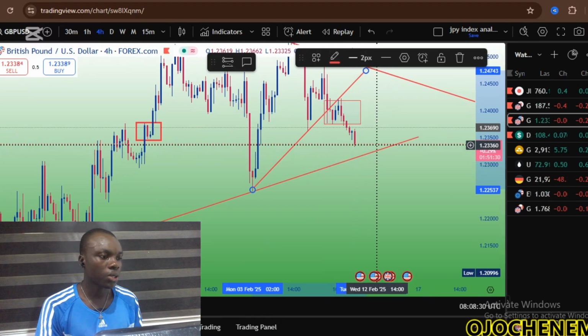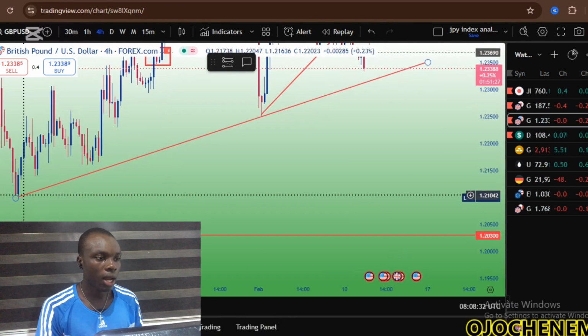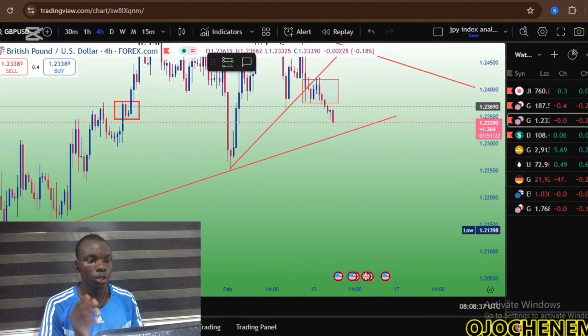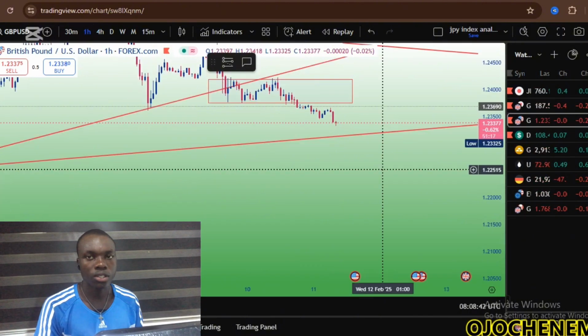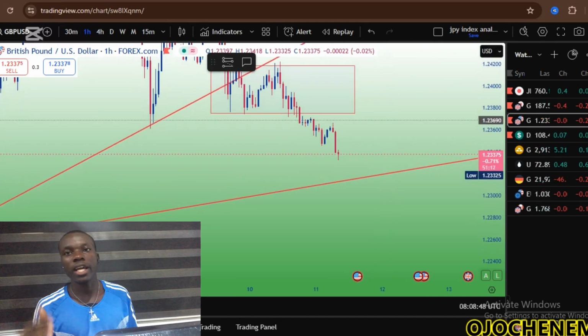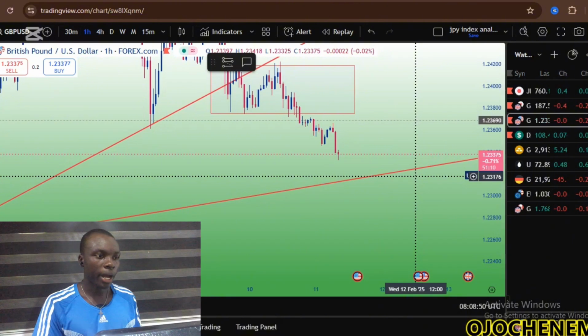So what you are going to do now, I'm going to go to the 1 hour time frame so we can set our stop loss. We can set our stop loss on the 1 hour time frame, so we won't be open to much risk. That's why we are using the 1 hour time frame to set our stop loss. Then the 4 hour and the daily time frame for our bias, our market direction.